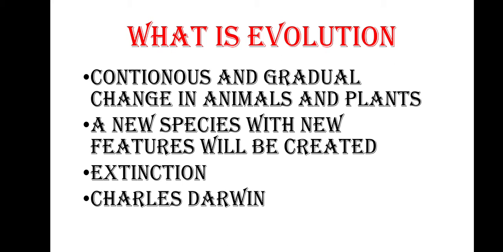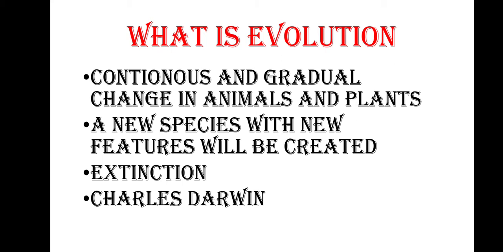This theory was first told by Charles Darwin. Charles Darwin is a scientist who studied animals carefully. He studied different animals and plants carefully, and he said that animals are not constant, they are changing, and the change is very slow and gradual. For that reason he went to an island and studied different species, and because of his observation and research he could tell that animals are changing and there is evolution in animals.